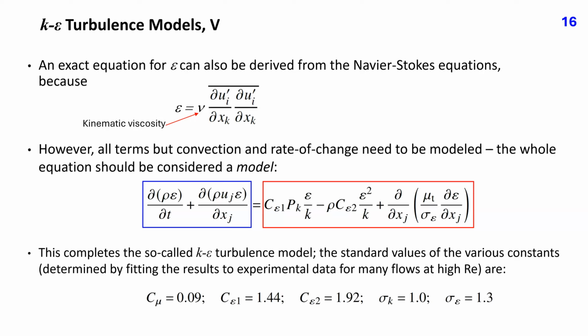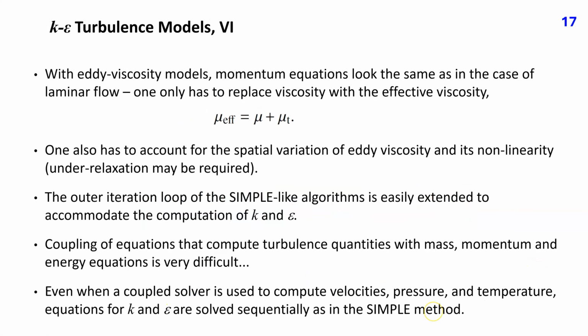The standard values of the various constants determined by fitting the results to experimental data for many flows at high Reynolds numbers are listed here. With Eddy-viscosity models, momentum equations for averaged velocities look the same as in the case of laminar flow. One only needs to replace the fluid viscosity with an effective viscosity defined as the sum of molecular viscosity and turbulent viscosity.